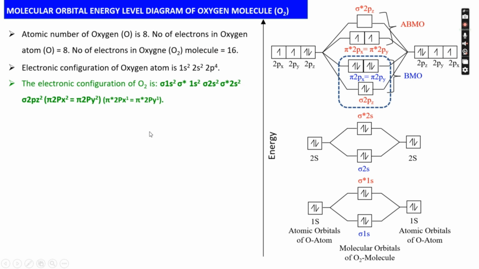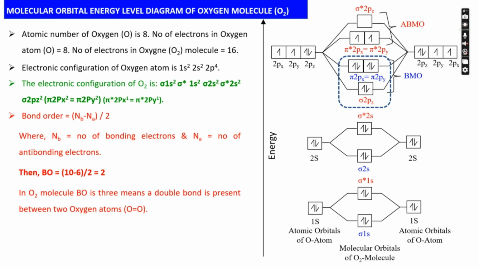Therefore, this is the electronic configuration of the O2 molecule: sigma 1s2, sigma star 1s2, sigma 2s2, sigma star 2s2, sigma 2pz2, pi 2px2 is equal to pi 2py2, since both molecular orbitals have the same energy. After that, pi star 2px1 is equal to pi star 2py1. This is the electronic configuration for the O2 molecule.